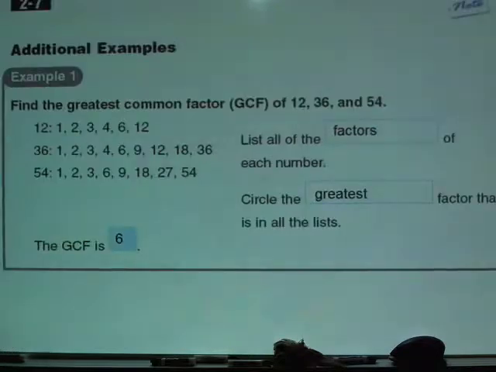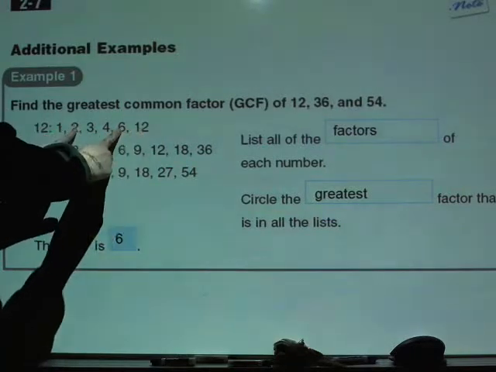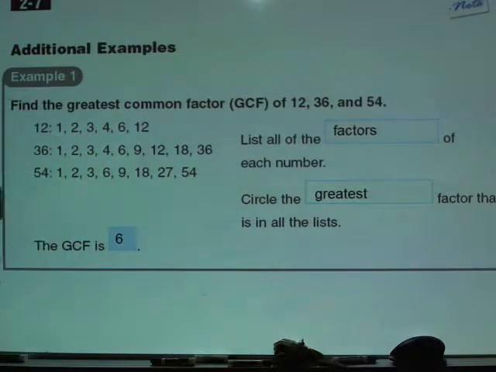Okay, so let's look at number 1 here. They're asking us to find the greatest common factor of 12, 36, and 54. So they started exactly as I said. They're going to go ahead and list factors of each of those numbers. So for 12, they went through and found the numbers that multiply together to make that number. 1 and 12, because 1 times 12 is 12. 2 and 6, because 2 times 6 is 12. And 3 and 4, because 3 times 4 is 12.